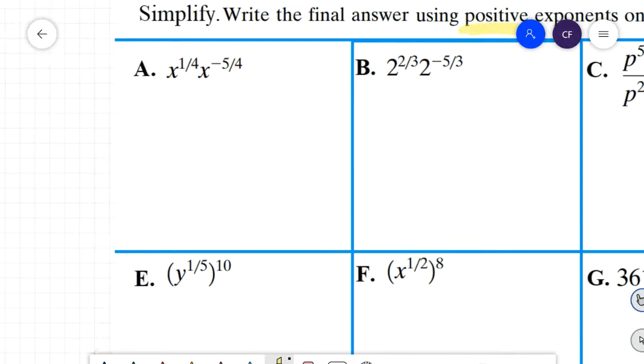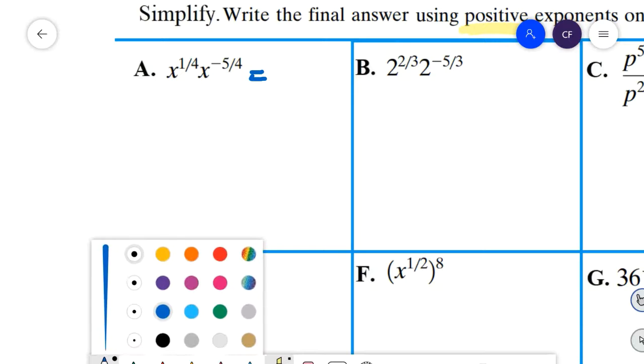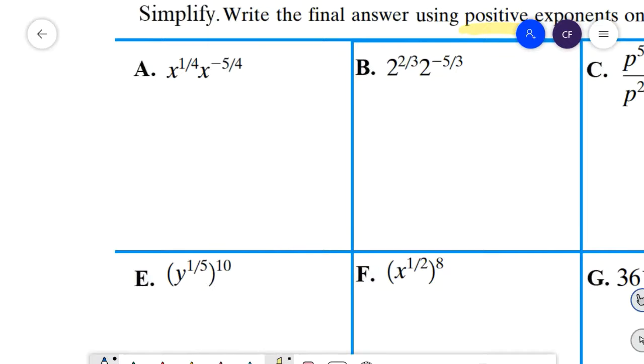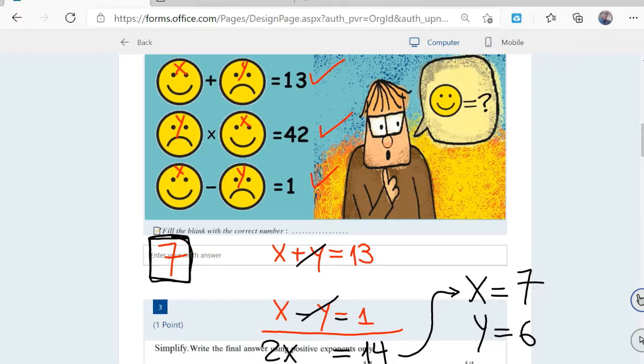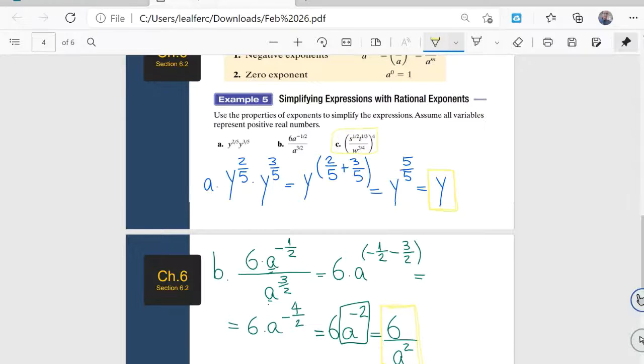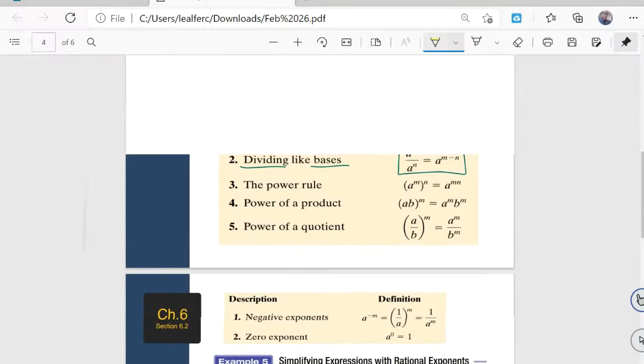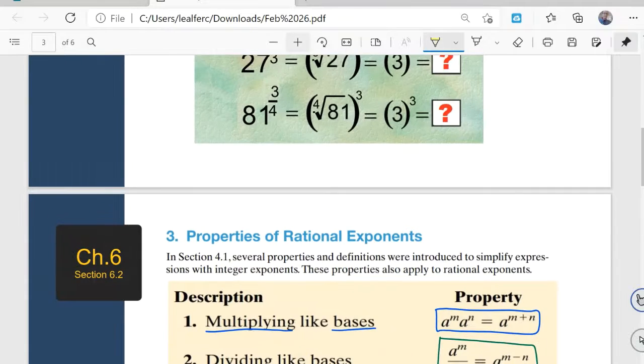Let's try letter A. Letter A, what are we working with here? And check. X, exponents 1 over 4 times x to the power of negative 5 over 4. This is a multiplication, right? So check the table of properties. Let me get back to the table of properties. It is here.